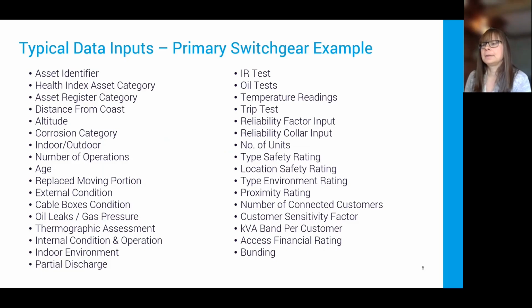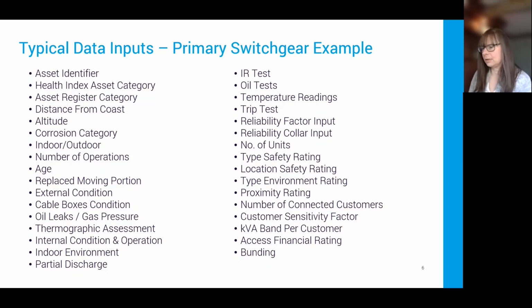So as we go through the session, we're going to use a typical set of data points. This is the set of data points for the common methodology primary switchgear, and we're going to use this in our example because we've got some data sets and we've looked at just what happens when you apply different levels of data to a particular data set, and that just happens to be primary switchgear.